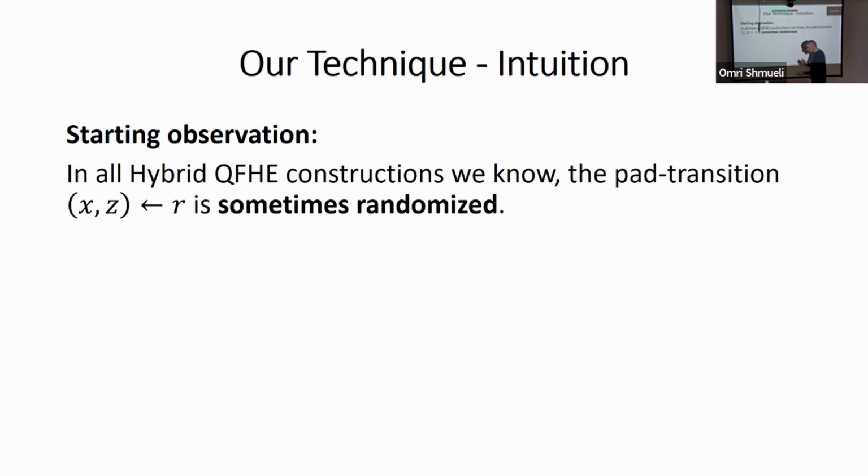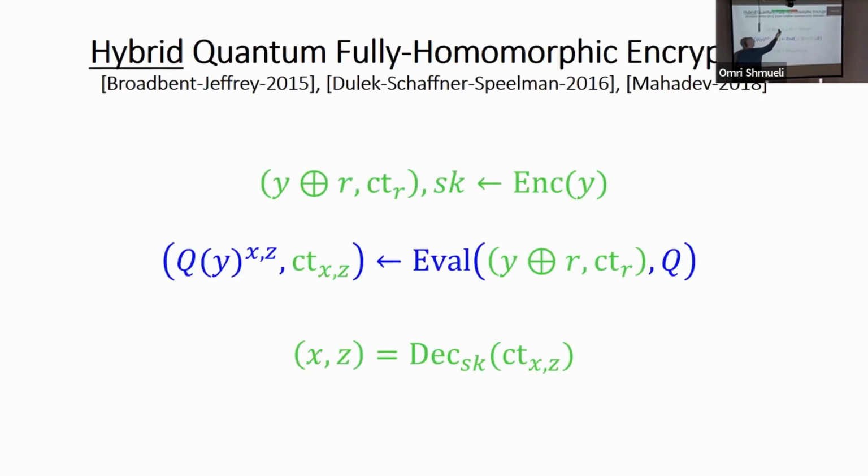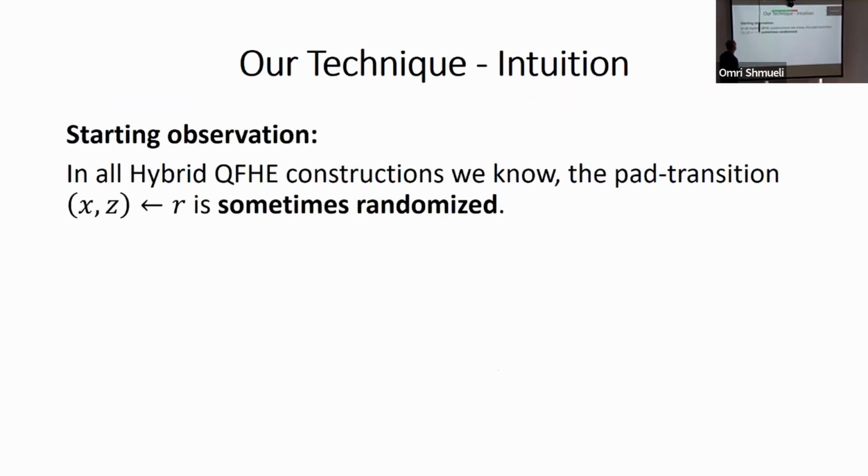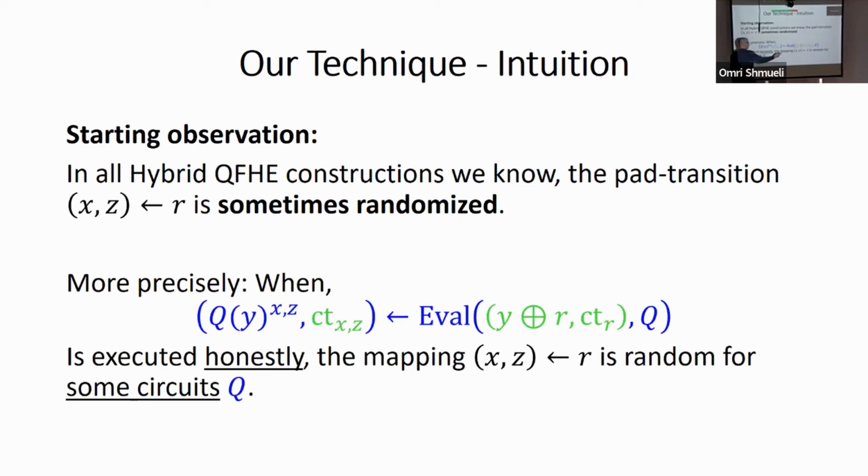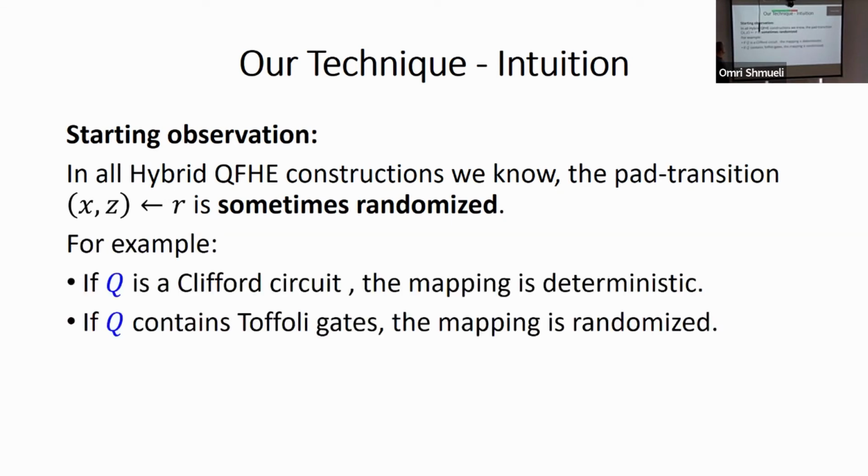And our starting observation, starting to connect to hybrid QFHE. Our goal is that when we evaluate QFHE, when we make this homomorphic evaluation, this mapping of the pad of Y to the pads of this output, sometimes randomized, formally, when this is executed honestly, then for some circuits this mapping is completely random. It outputs a random action. So for Clifford circuits, for example, this mapping is deterministic. If we know Q, what exactly the circuit Q and R are, we know X and Z. If Q contains Toffoli gates, we don't know anything about X and Z unless we see them.